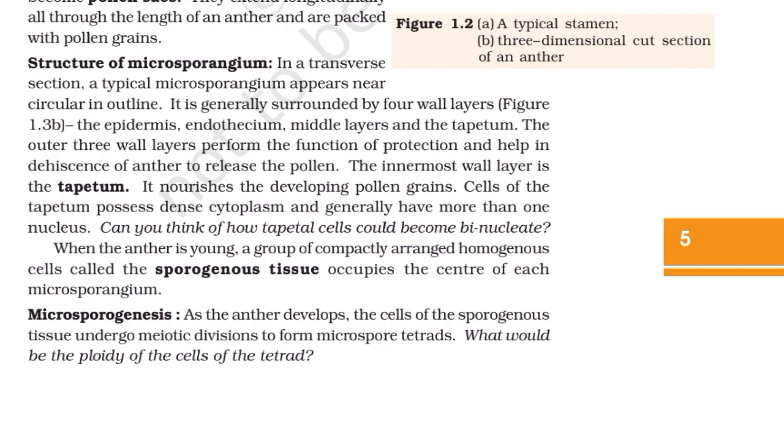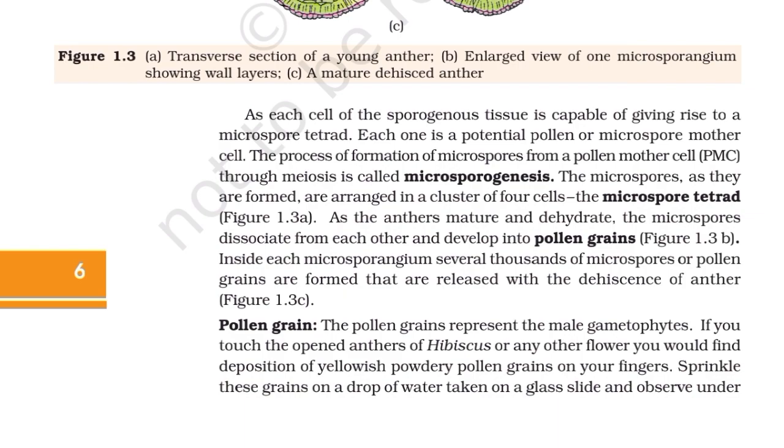Microsporogenesis. As the anther develops, the cells of the sporogenous tissue undergo meiotic divisions to form microspore tetrads. What would be the ploidy of the cells of the tetrad? As each cell of the sporogenous tissue is capable of giving rise to a microspore tetrad, each one is a potential pollen or microspore mother cell.